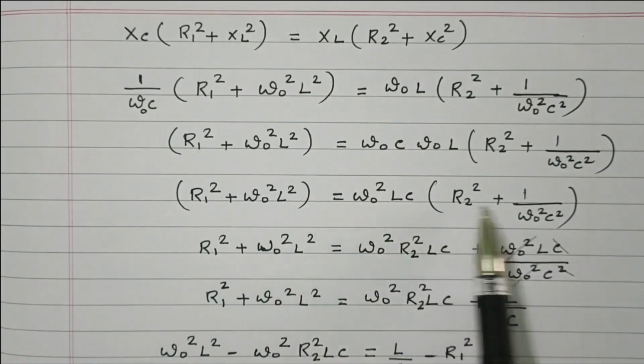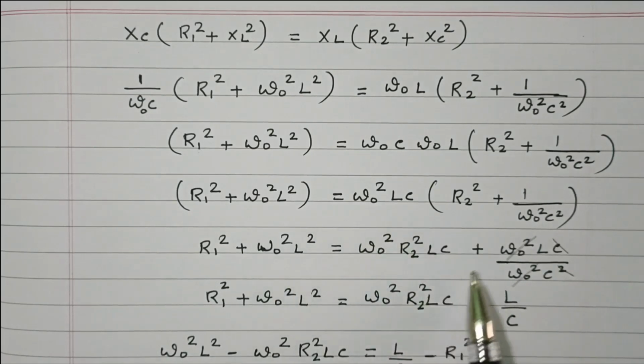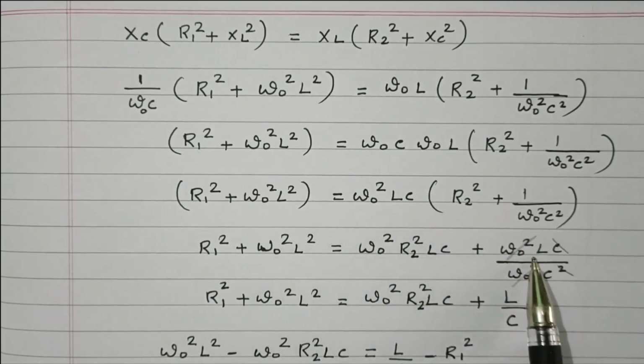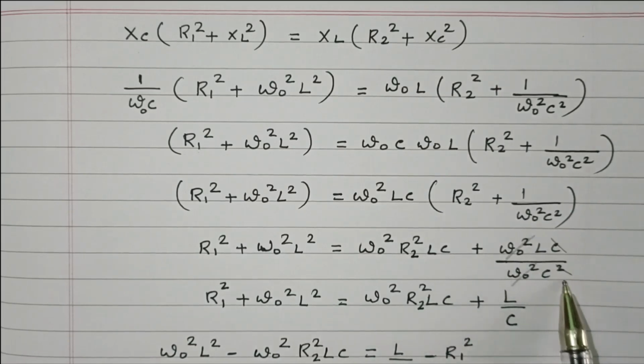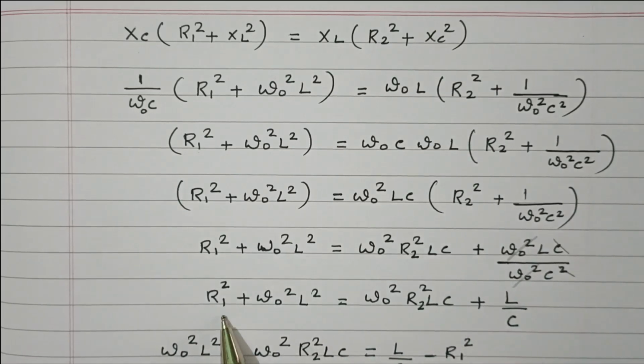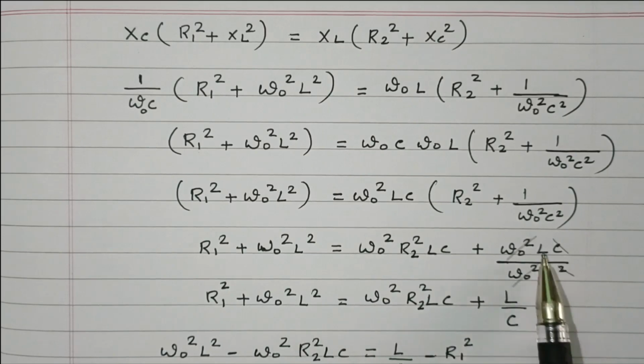Now multiply this term inside. So omega naught LC into R2 square. Here omega naught LC divided by omega naught square into C square. So what happened here? This omega naught square got cancelled. One C term got cancelled. So R1 square plus omega naught square L square equals omega naught square R2 square LC plus, here one L is there, here one C is there, L by C.